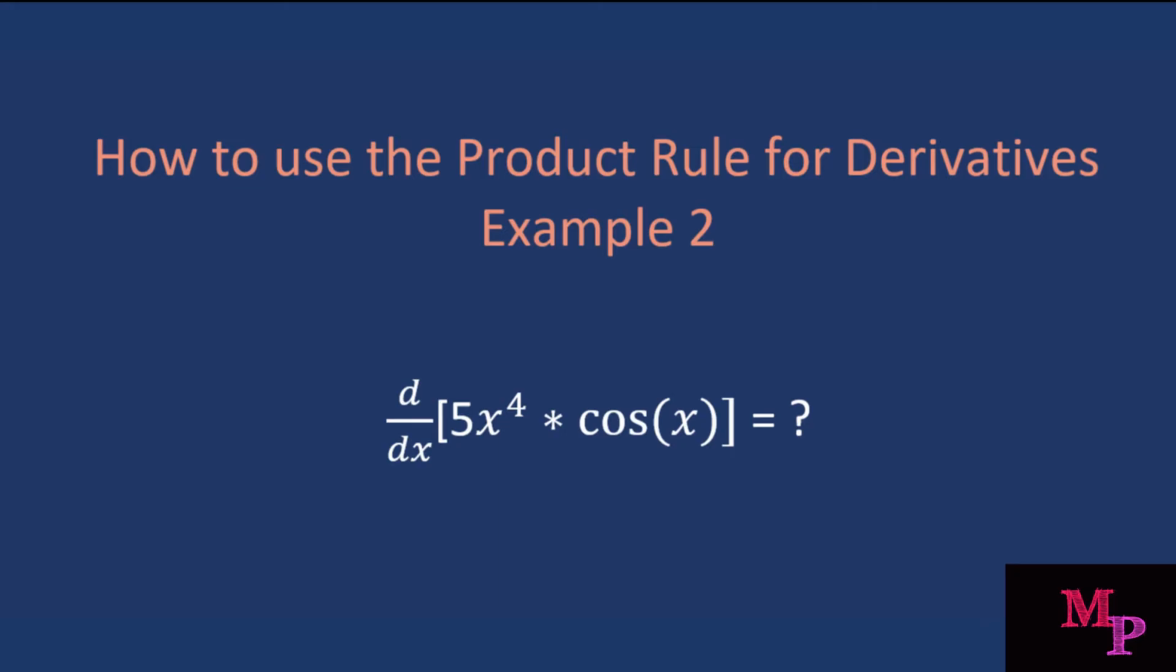Today we're going to be going over an example on how to use the product rule when taking the derivatives of two functions being multiplied by each other. So our example for today is going to be the derivative of 5 times x to the fourth times cosine of x.